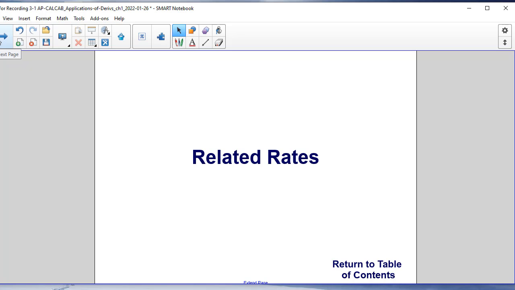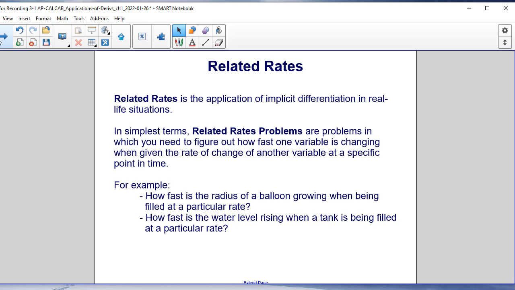Related rates. Now that we have studied implicit differentiation, let's see how we can apply implicit differentiation to problems involving related rates. Related rates is an application of implicit differentiation in real-life situations. In simplest terms, related rate problems are problems in which you need to figure out how fast one variable is changing when given the rate of change of another variable at a specific point in time.